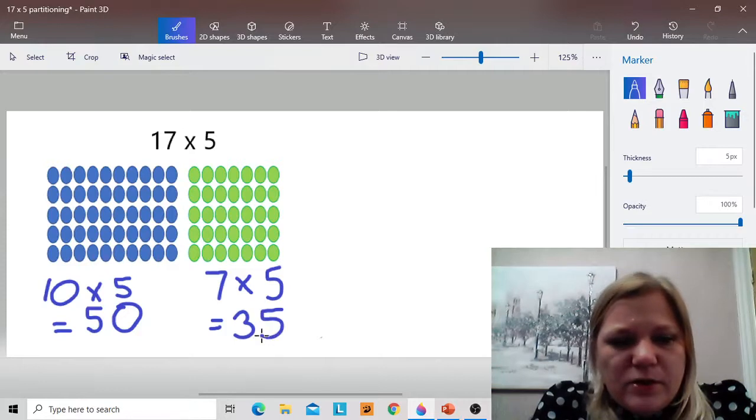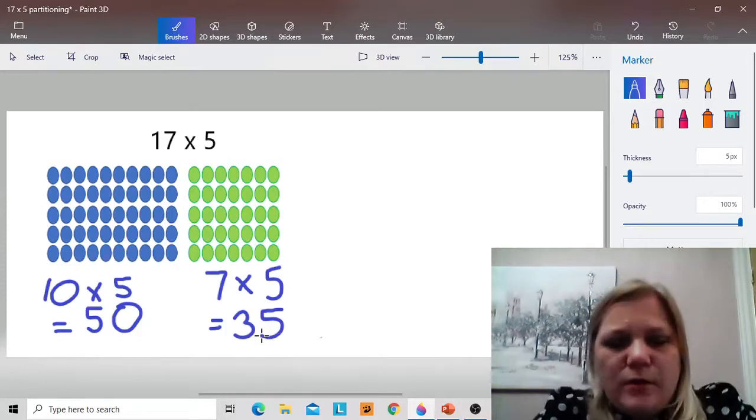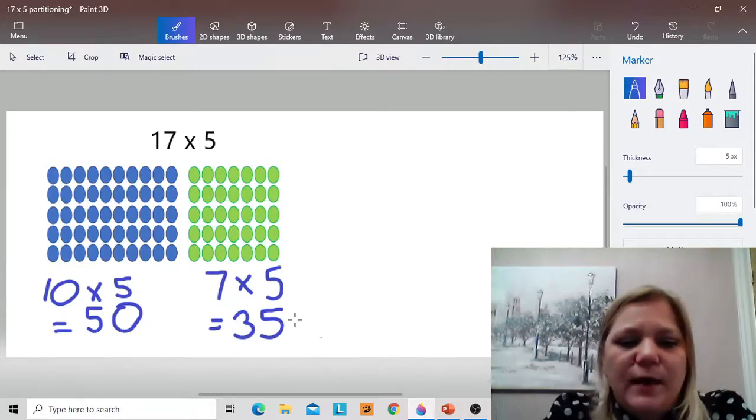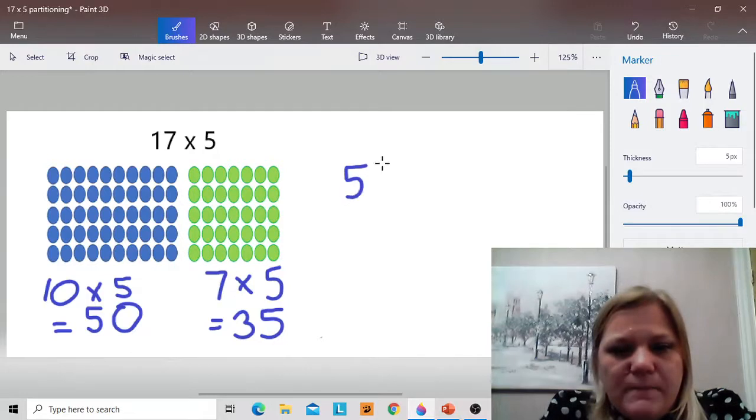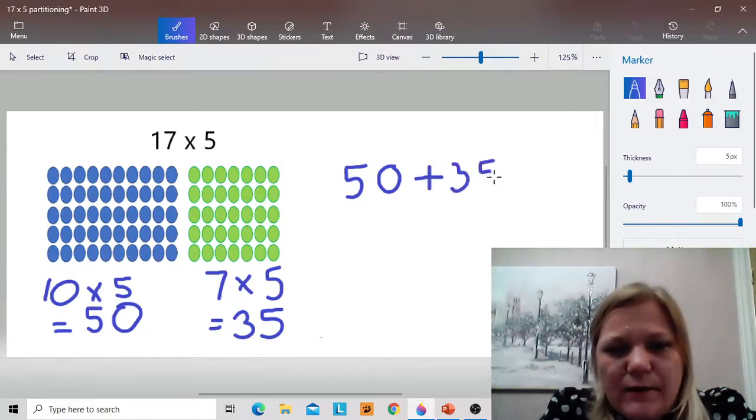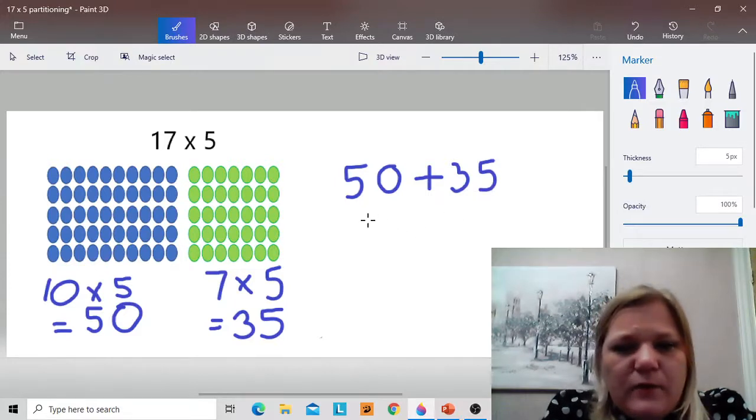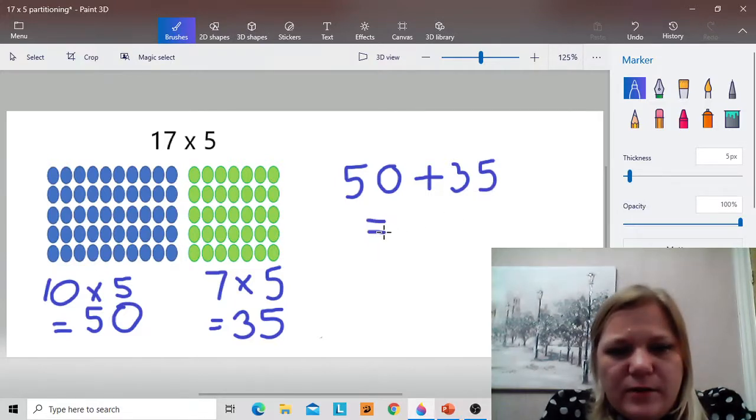So we've got 10 times 5 and we've got 7 times 5. To find out 17 times 5, we need to add these two answers together. So we have 50. As you can see, I'm showing all of my working out, so if I make a mistake, I can track back to the mistake and see where I went wrong. So 50 add 35 is equal to 85.